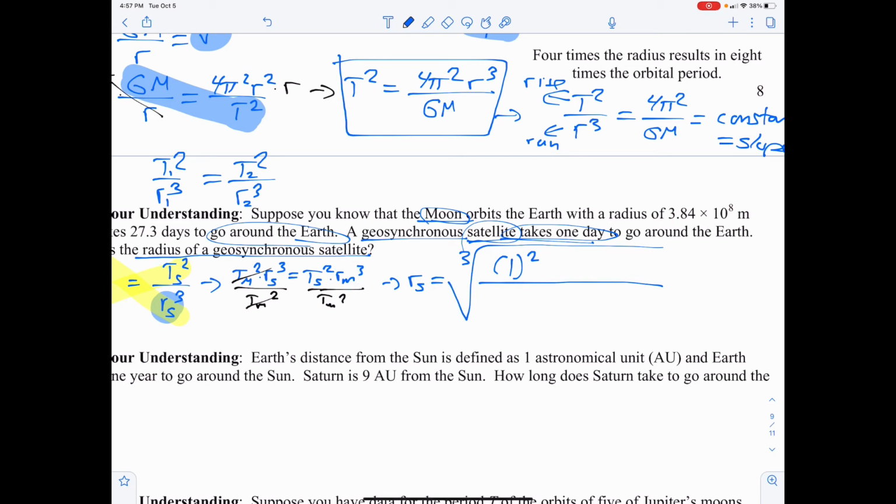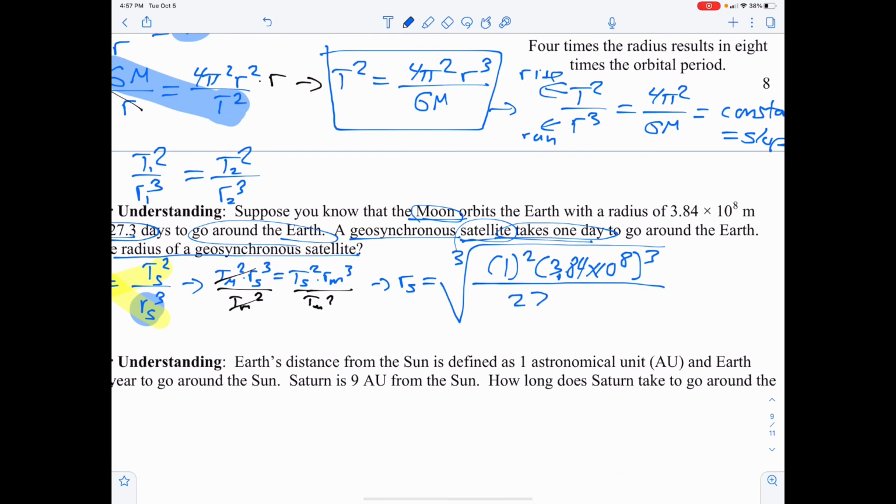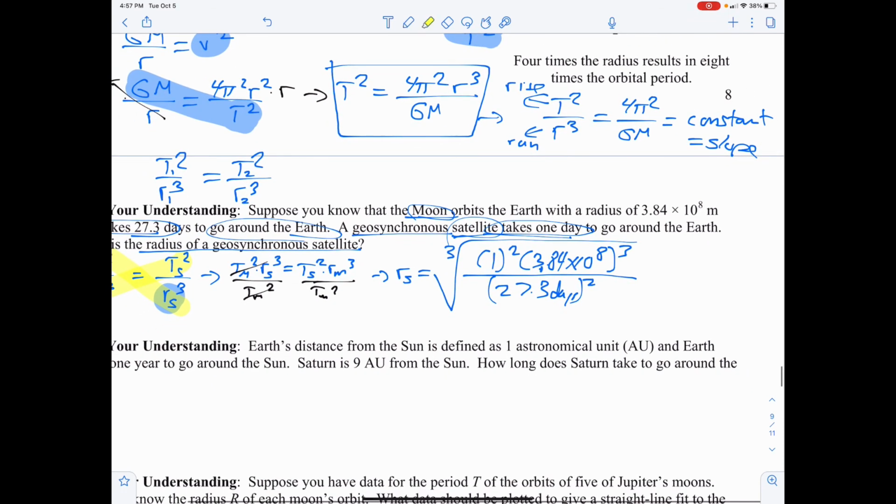The radius of the moon's orbit would be 3.84 times 10 to the 8, but you need to remember to cube that, divided by Tm squared. Well, that would be the period of the moon. It takes 27.3 days, almost 1 complete month. And we need to remember to square that. Okay, so when you put all of this in the calculator, you're going to get a pretty big number.